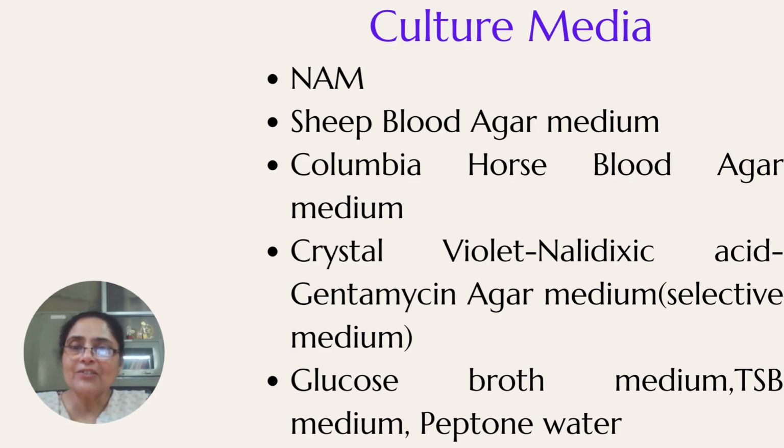Why is it selective? Selective medium is the media which inhibits the growth of one bacteria and favors the growth of the bacteria which we are interested in. So if we are growing Streptococcus pneumoniae on gentamicin agar medium, then it is a selective medium for Streptococcus pneumoniae. And it can also grow in liquid media, like glucose broth, TSB, triple sugar broth.